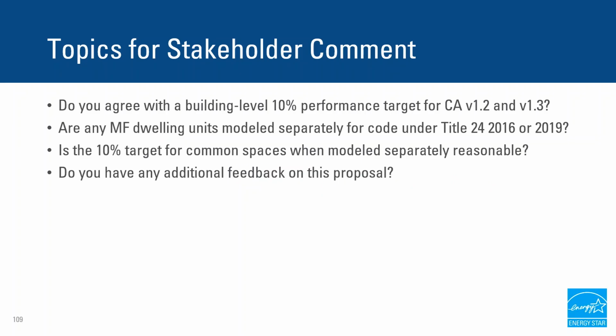So we think this will really consolidate things for California, but we are interested in knowing whether you agree that a building level 10% target makes sense and whether any multifamily dwelling units are actually still modeled separately for code under Title 24, 2016, or 2019. And then if those common spaces had to be modeled separately, would a 10% target still be reasonable?